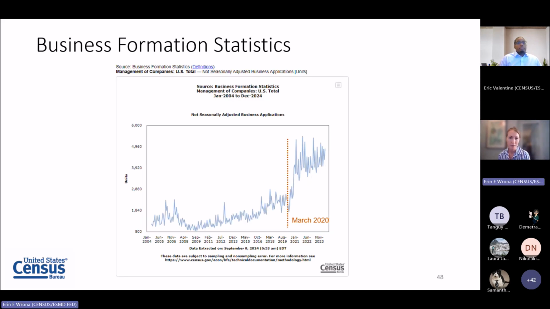And here is a graph of unadjusted data for sector 55, or management of companies. This was one of the significant sectors that showed a seasonal pattern change at March 2020.